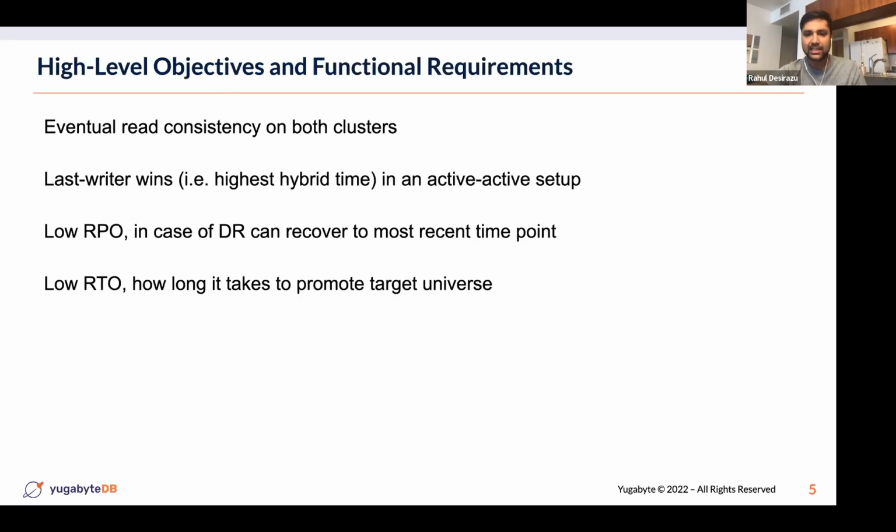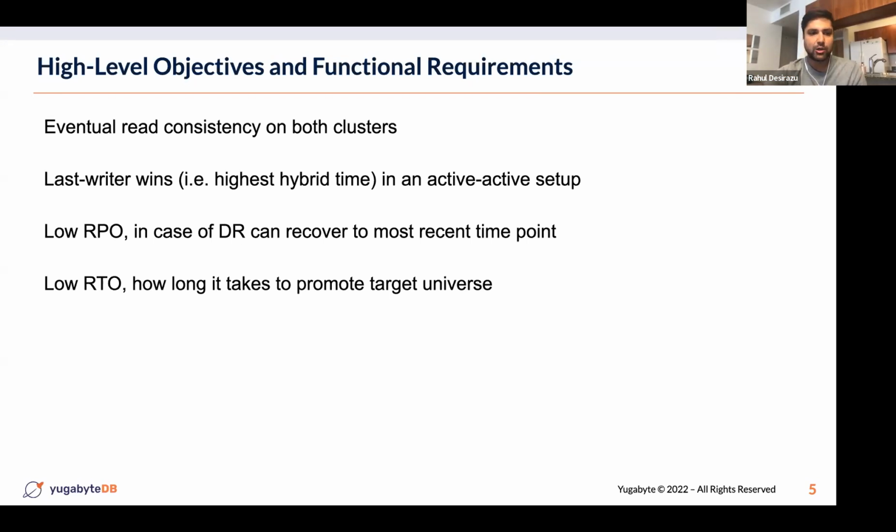Let's talk a little bit about the high level objectives and functional requirements for cross-cluster. First off, there's eventual read consistency on both sides. What this means is that if all records have been replicated, any read on the source should match a read on the target. That's the first point. The second is last writer wins semantics in active-active setups. In the case that both clusters are writing to the same key, instead of going through the transaction conflict resolution path, we just say that the write with the higher timestamp wins.